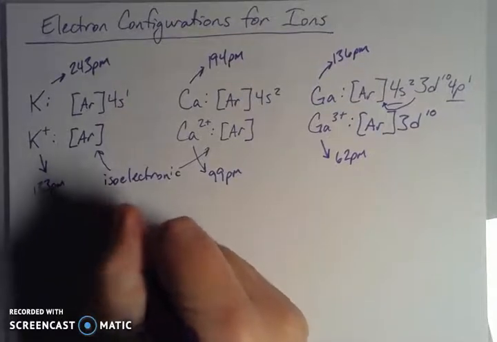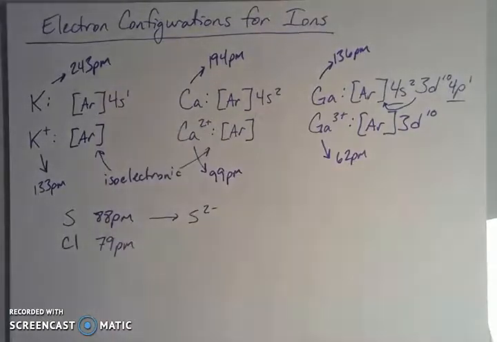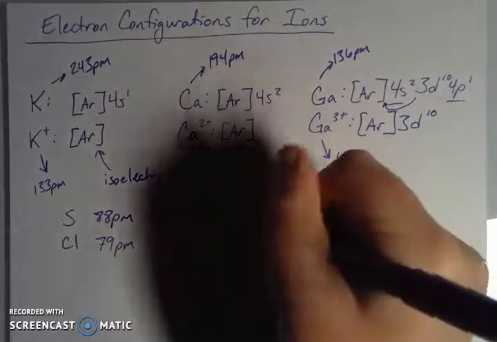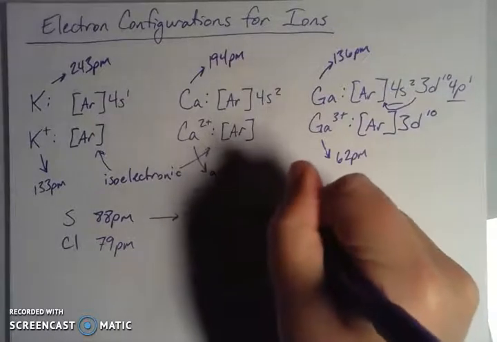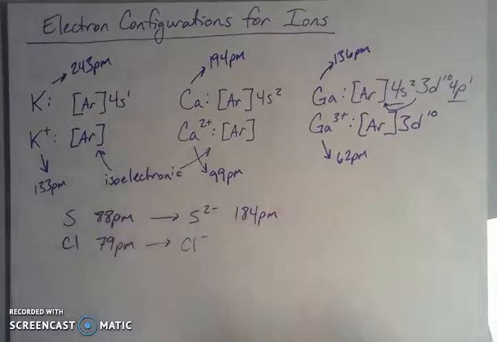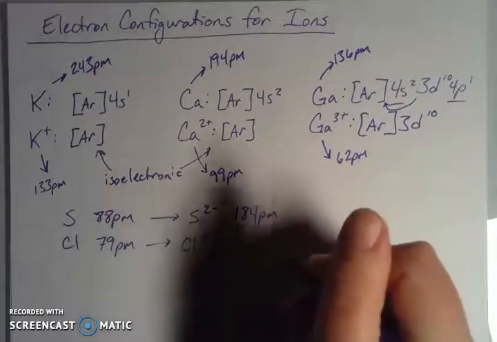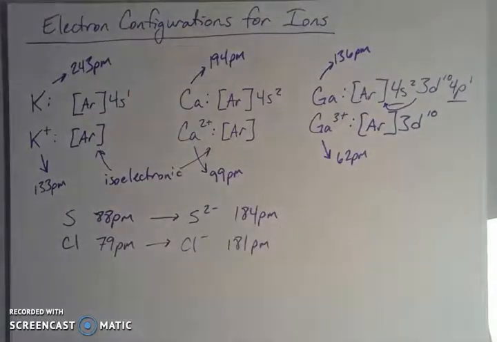Chlorine is 79. Now when sulfur becomes sulfide and gains those 2 electrons, then the radius becomes 184 picometers. So again, significant difference in the opposite direction. When chlorine becomes chloride, then we end up with 181 picometers. So again, quite large and actually pretty close to each other because they're isoelectronic with each other. Okay, so just an interesting trend and an interesting relationship, and again, all related to our electrons.